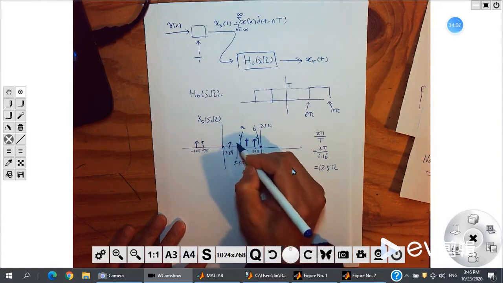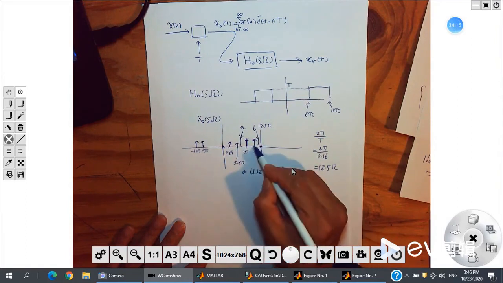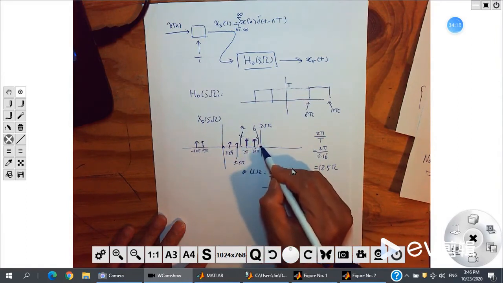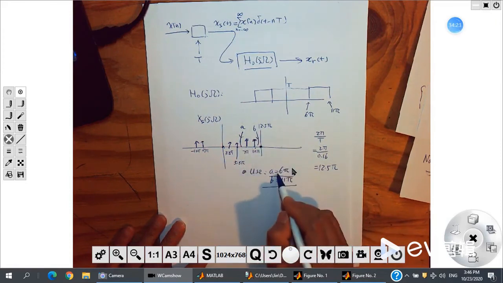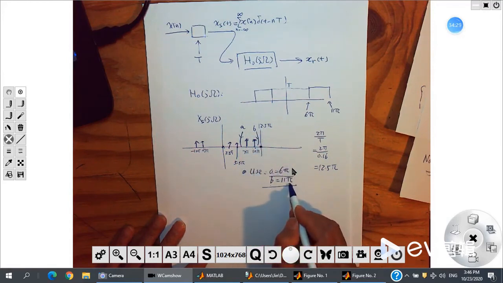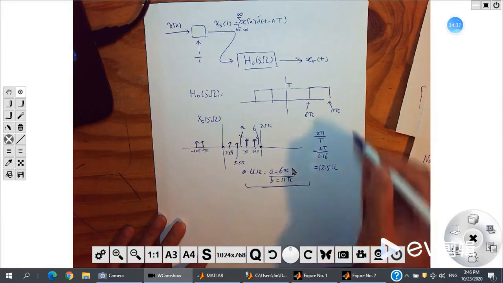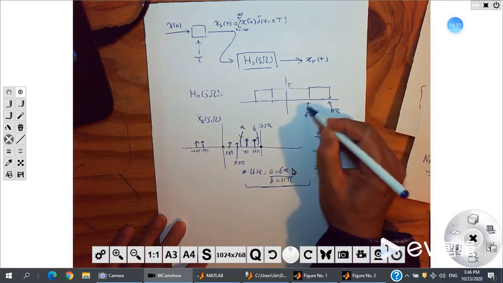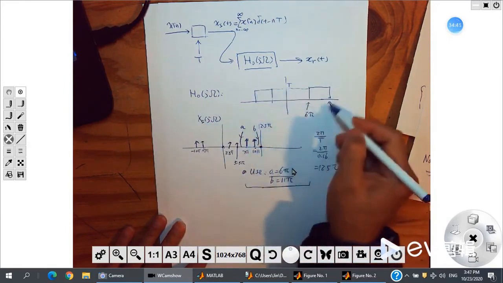Then I will choose A between 5.5 and 7, and B between 10 and 12.5. I choose 6π for A, which is good, and between 10 and 12.5 I use 11π. Now you can have a different choice, it's not unique, but here I just choose these two. So this is 11π here and 6π here. Then what is H0? It is just like this.